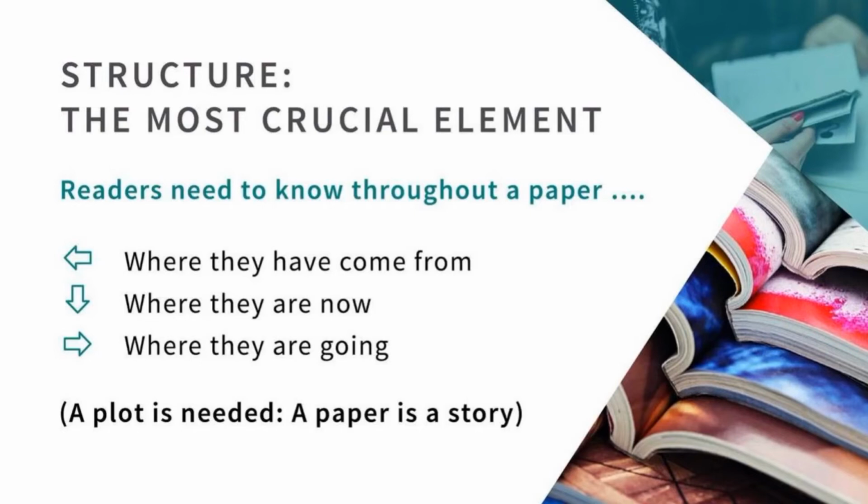So, structure is the most crucial element. Readers need to know throughout the writing process, throughout the reading process, where they've come from, where they are now, and where they're going. A plot is needed. Your paper is a story. So the structure, you can get the structure by looking at target journals. You can understand what's required for a journal by picking your target journal before you begin the writing process. Many authors don't do that.